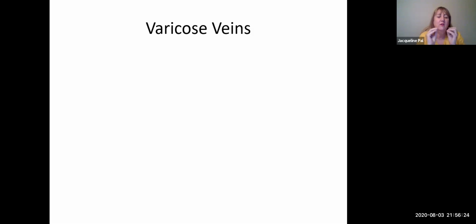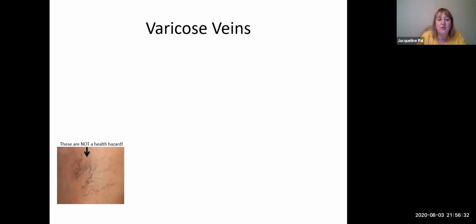So most people have heard of varicose veins, and I start with no picture because I want you to envision what you think varicose veins are. So when someone says, oh my God, I have varicose veins, what are you thinking? And a lot of people are thinking about these, okay? These aren't a health hazard, okay? And these, by the way, they're genetic. If your parents got them, ladies, if your mom has them, you're gonna get them. Same thing, gentlemen. If your dad's got them, you're gonna get them. Or you can get them from the other sex parent, because these are genetic.